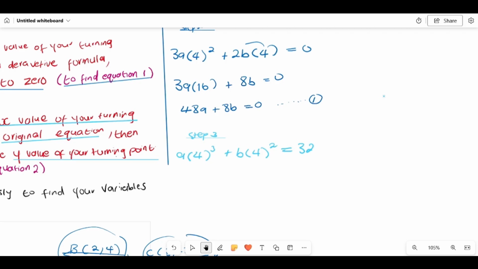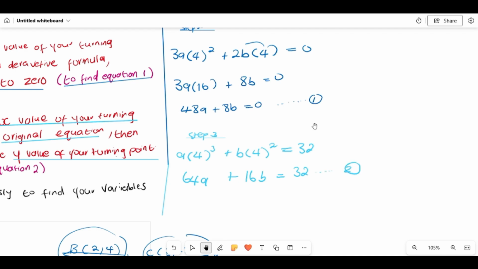From here, I'm simplifying. So 4 to the power 3, this is the same as 64, so this would be 64a. And here 4 to the power 2, this is the same as 16 plus 16b. This is equals to 32. And now this is my equation 2.